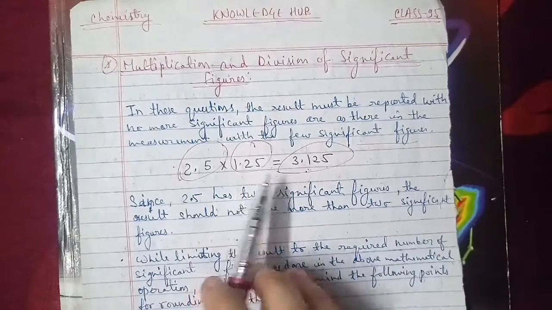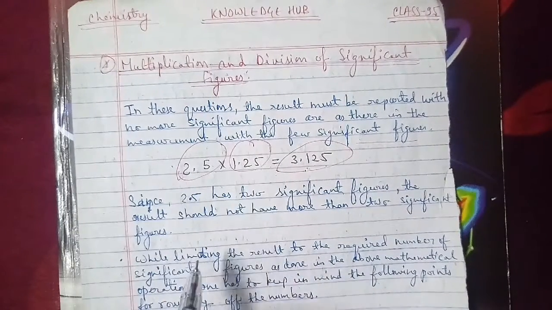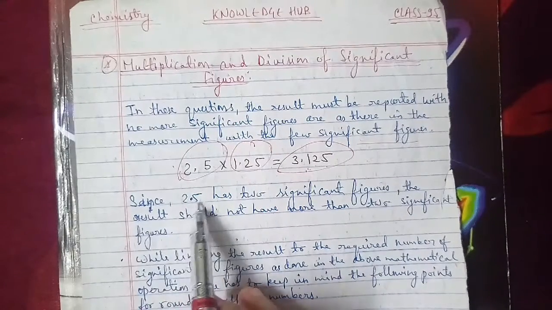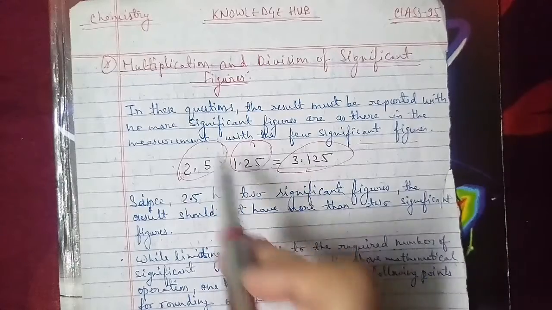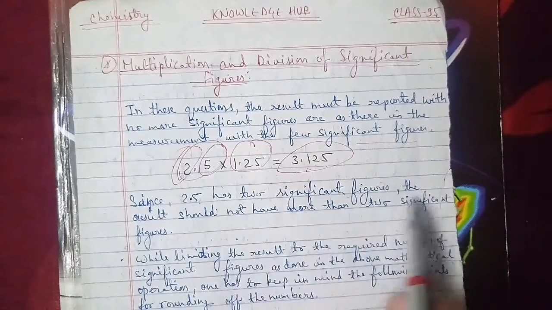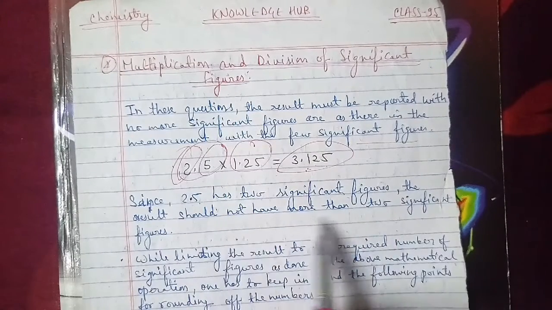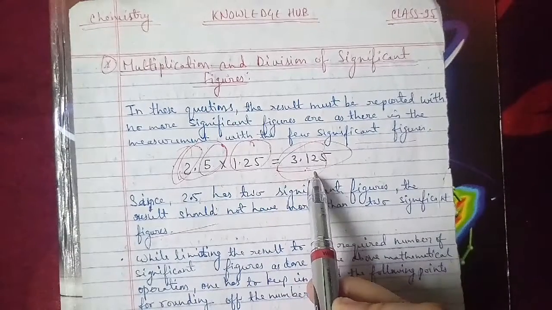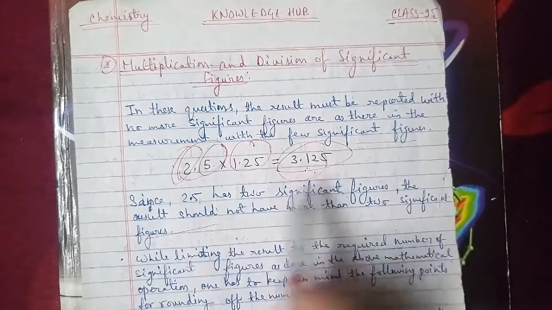So in that case the significant figures vary from the digits which we had given. Okay, since 2.5 has two significant figures, the result should not be more than two significant figures. So result जो होगा वो भी two significant figures से ज़्यादा नहीं होना चाहिए.